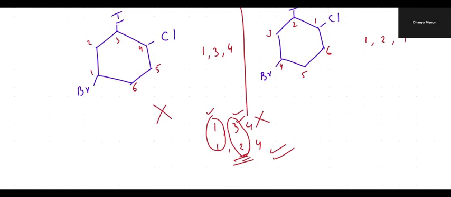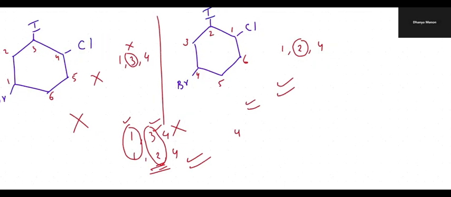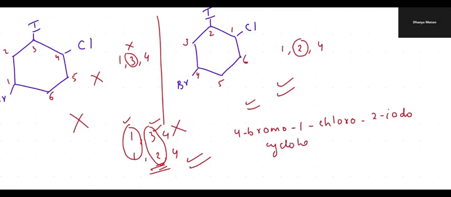Okay, so that's why I said alphabetical order is your last option. If we get the first point of difference, we will go with that. So this is not our numbering. This is our numbering. Okay, here, this is 2. This is 3. We will not be using this. So this numbering we will use, but while naming, we will use the alphabetical order. So at the 4th position, we have bromo. First position, we have chloro. Second position, we have iodo. Cyclo. What's the root word? Hexane.